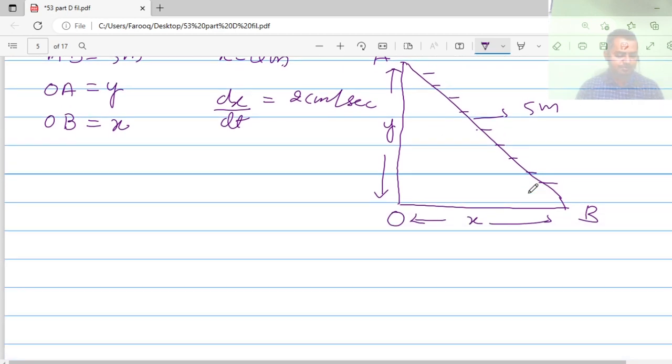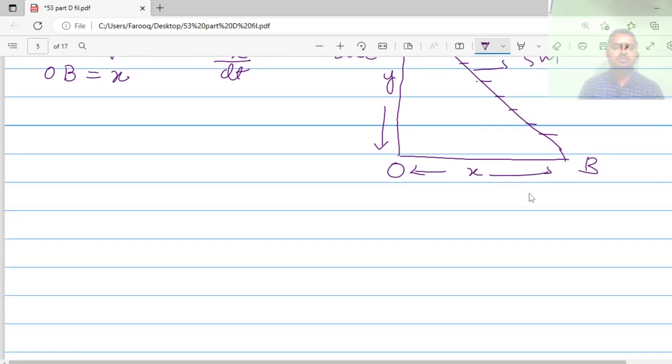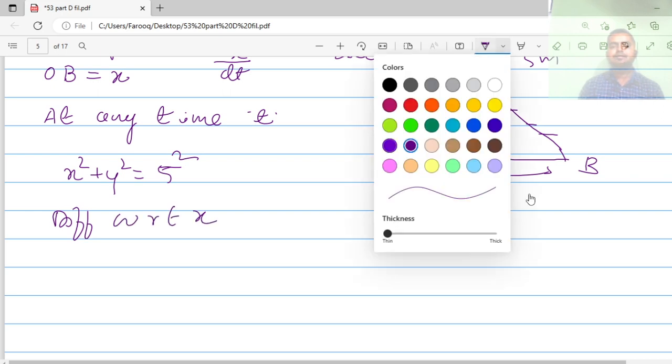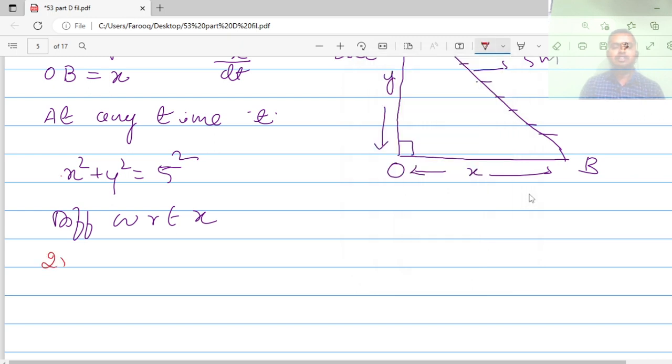So let us solve the problem. At any time t, we know that in the right angle triangle, by Pythagoras theorem, x square plus y square equals 5 square. Differentiating with respect to t: derivative of x square is 2x dx by dt, derivative of y square is 2y dy by dt, equal to the derivative of 25, which is 0.